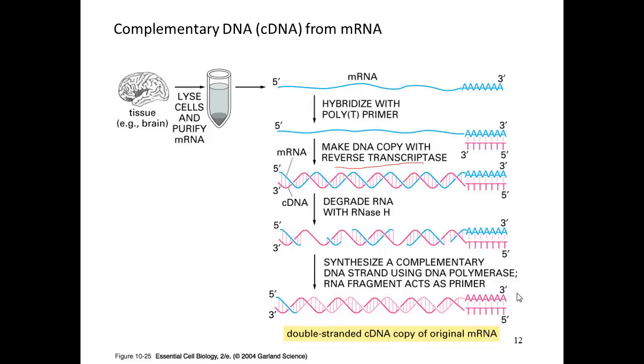This double-stranded DNA copy of the original mRNA is referred to as complementary DNA or cDNA, and this is important for the study of eukaryotes because the mRNAs have the introns removed. We're not able to usually simply amplify a gene from a genome because the coding regions are separated by very large distances by introns. So in this way, using reverse transcriptase, we can make a DNA copy of a gene and use that in recombinant DNA.